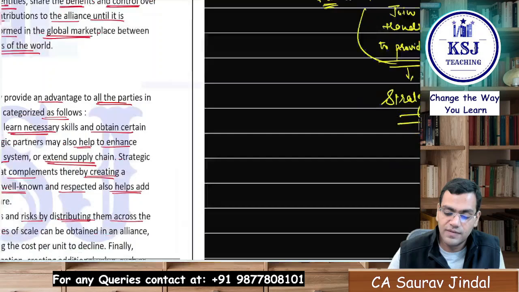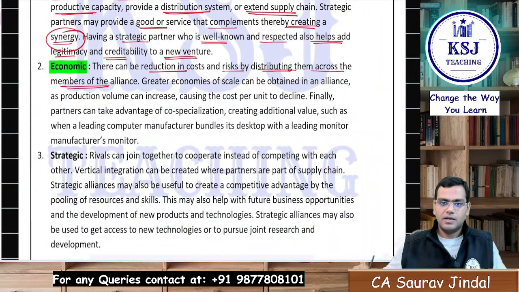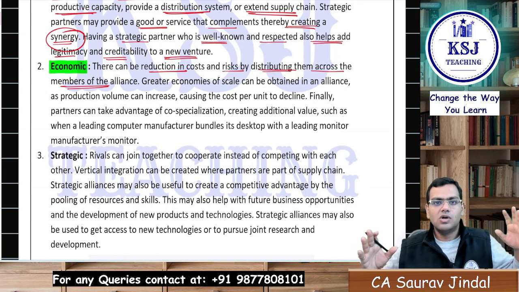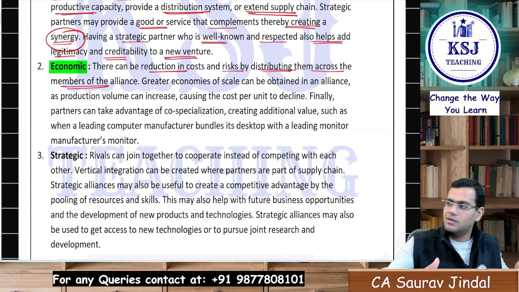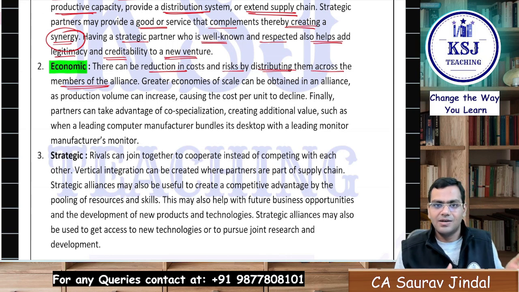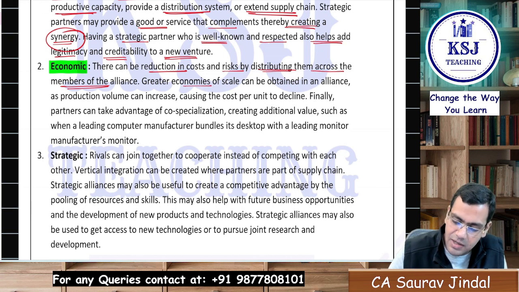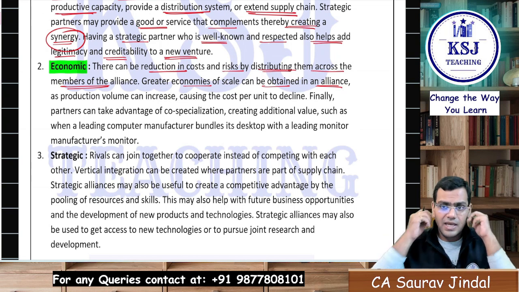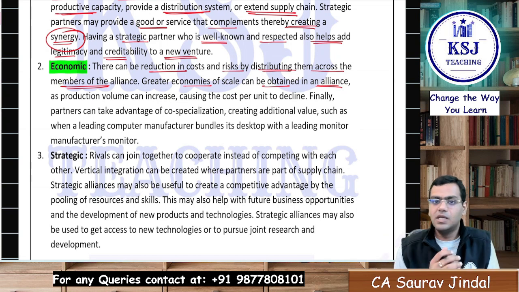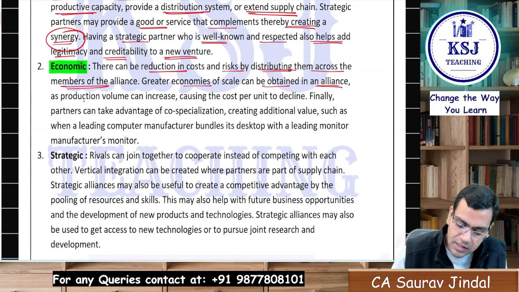Obviously, if both of them come together and make it, both of them are going to get it, right? Now, if the BJP defeats Congress and Aam Aadmi Party, both of them are at risk, right? It is not about just one person who is at risk, both the parties are at risk. Greater economies of scale can be obtained in an alliance. Yes, they can manufacture when they come together. They increase their productive capacity. Both of them can manufacture more units now, as the production volume can increase, causing the cost per unit to decline.